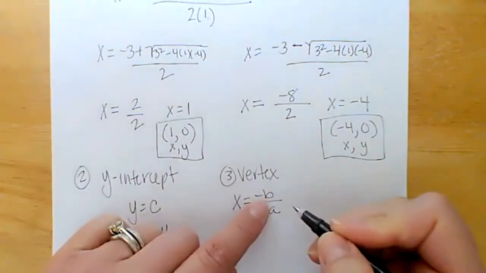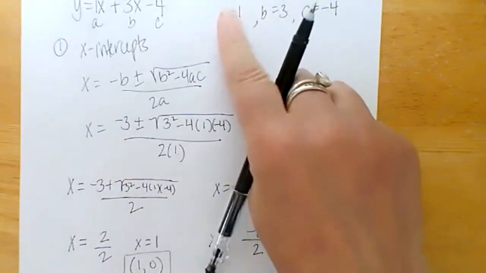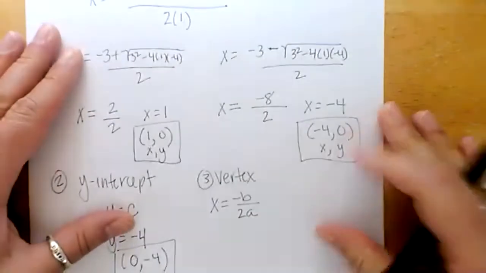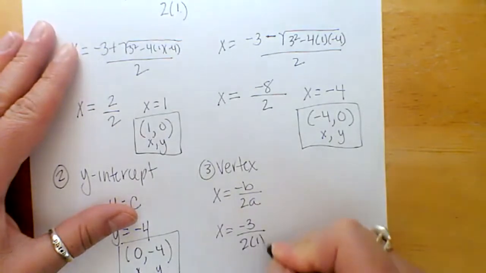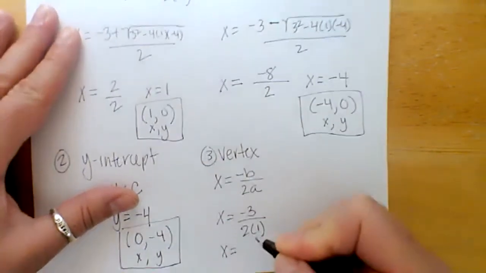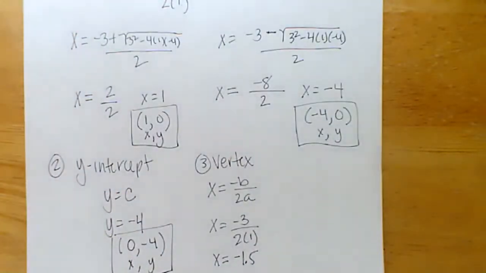And so we're going to have to use our b, which was again 3, and we're going to have to use our a, which was 1. So let's put those in here. X equals negative 3 over 2 times 1. So x equals negative 1.5. Decimals are absolutely fine here.